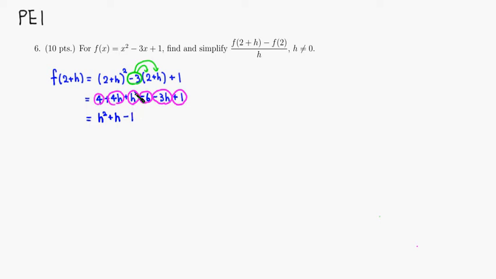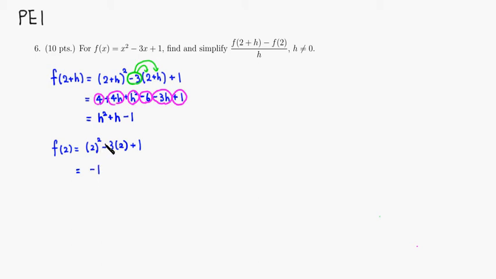Then we need to find f of 2. Every time we see x, we put 2. So it's 2 squared minus 3 times 2 plus 1. This is going to be equal to 4 minus 6, so negative 2, plus 1, so it's a minus 1.